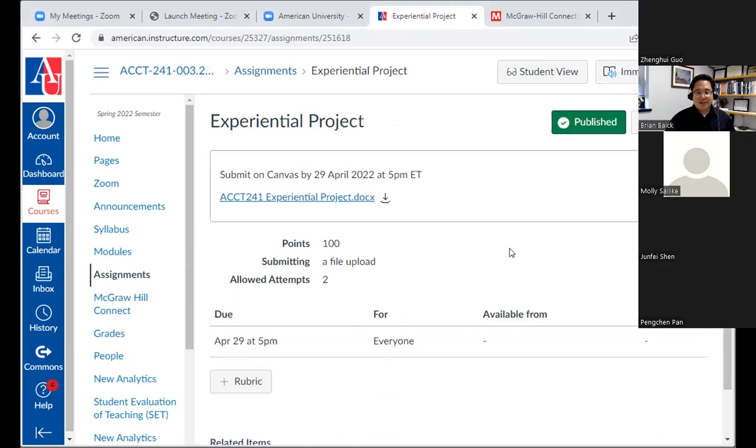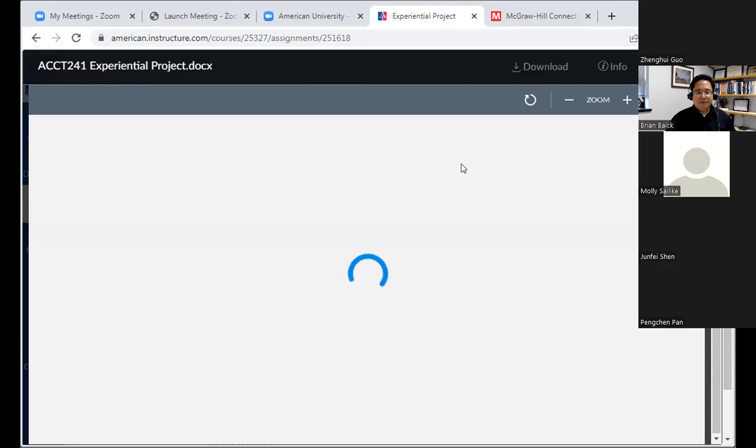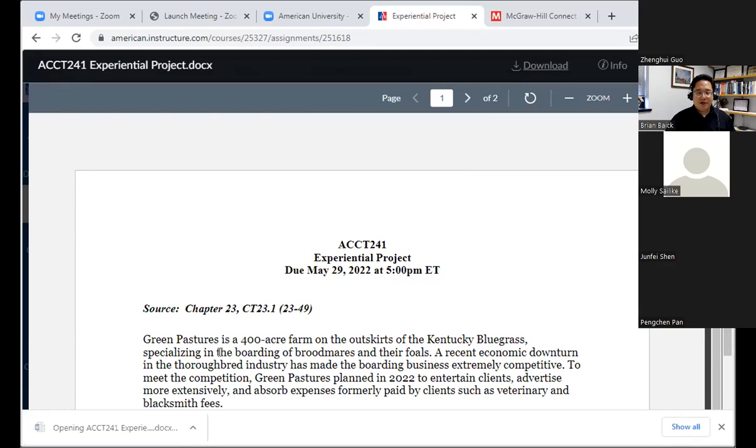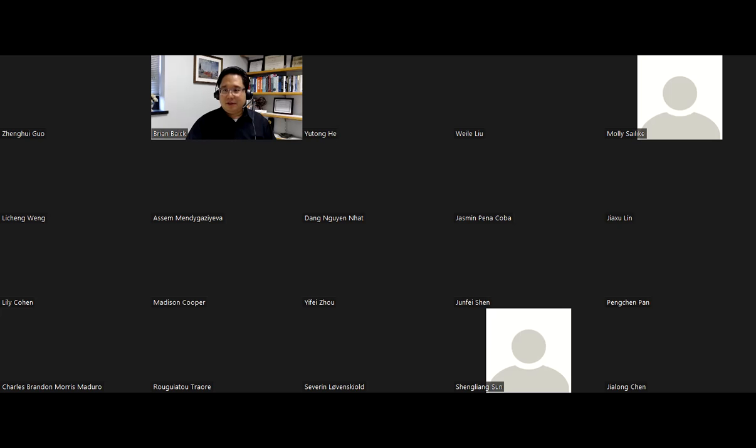The reason for that is sometimes people upload the wrong file. Like somebody uploaded a letter they wrote to somebody instead of the project. So if that happens, then you can re-upload the correct file. Okay. So let me download the project and then let's look at it together and I can introduce it to you.